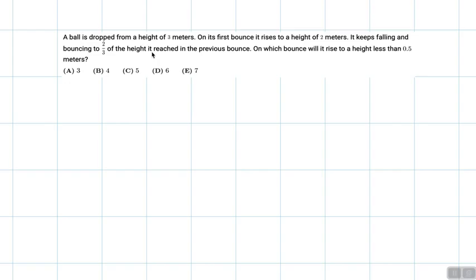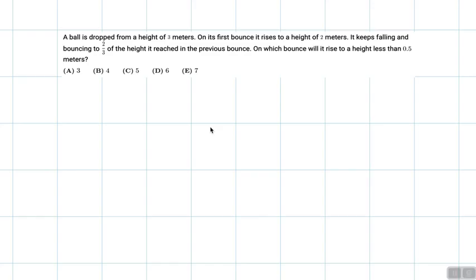A ball is dropped from a height of 3 meters. On its first bounce, it rises to a height of 2 meters. It keeps falling and bouncing to 2/3 of the height it reached in the previous bounce. On which bounce will it rise to a height less than 0.5 meters?